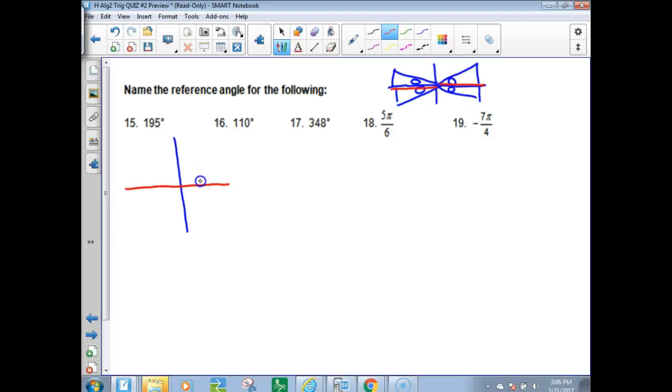So 195. If I draw 195, I'd be into quadrant 2. How far?